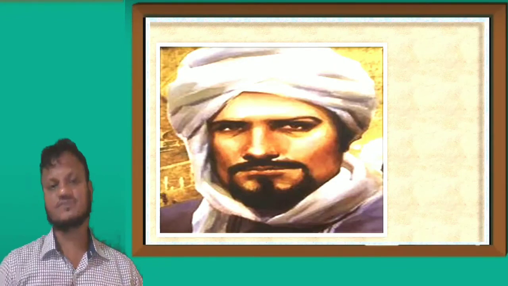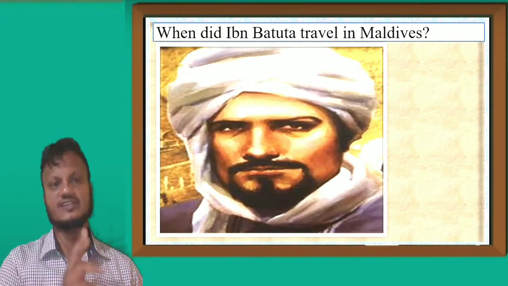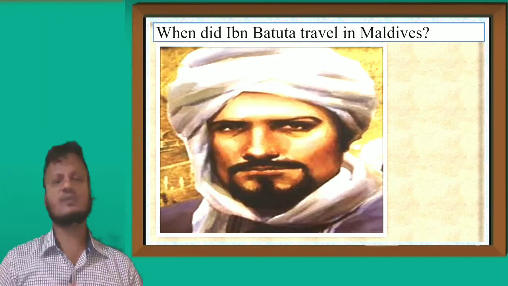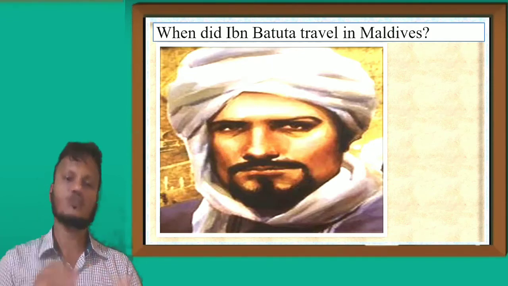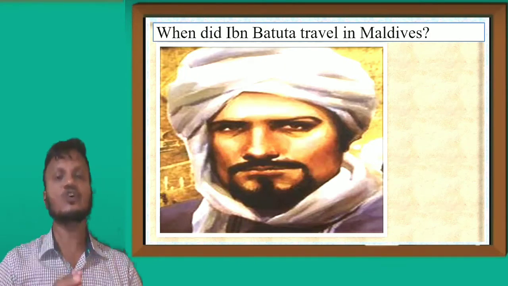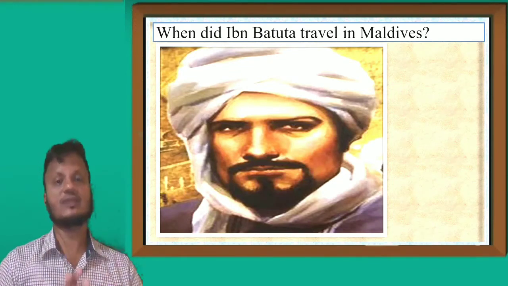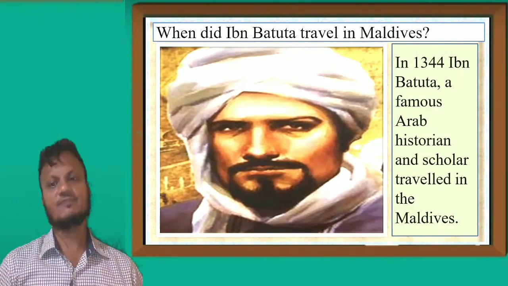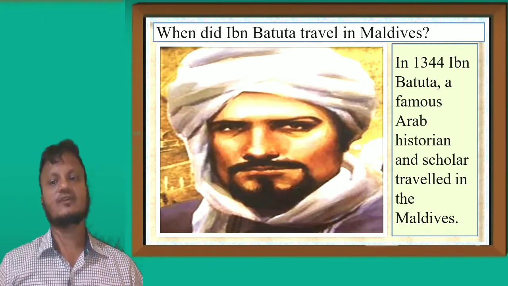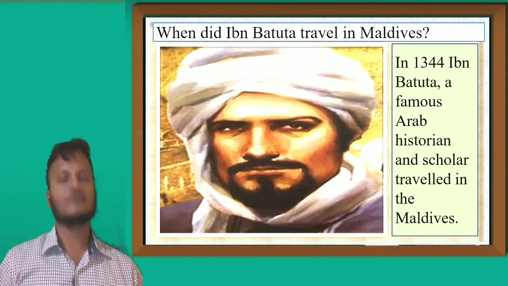Do you know who he is? Yes, he is a famous tourist. What is the name of this famous tourist? His name is Ibn Battuta. Ibn Battuta traveled all over the world. For more than 30 years he traveled in different countries, and he wrote down what he had seen and what he had known from different countries. So he is a well-known tourist, or a traveler. His name is Ibn Battuta. He came to Maldives in 1344.